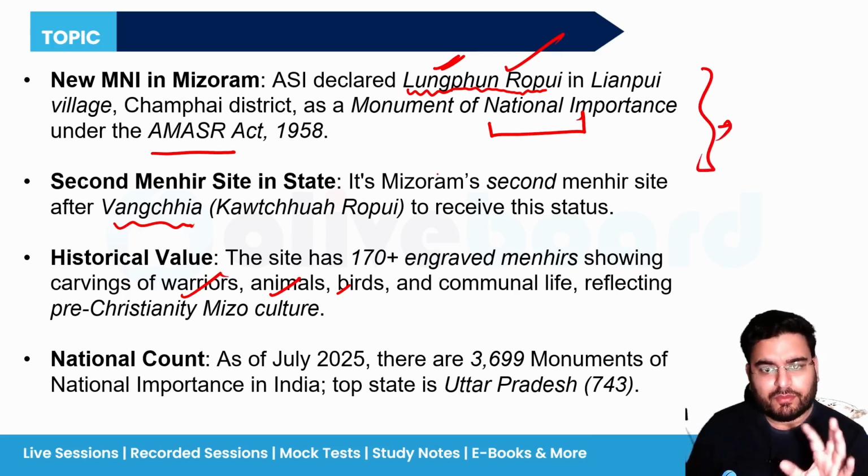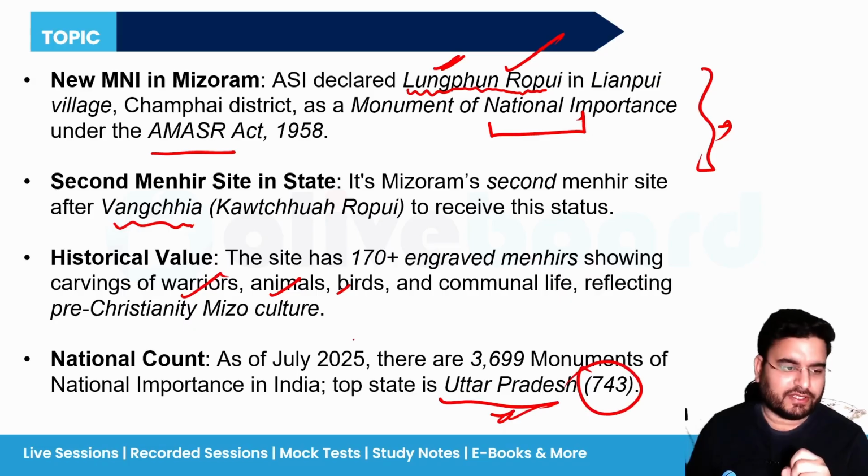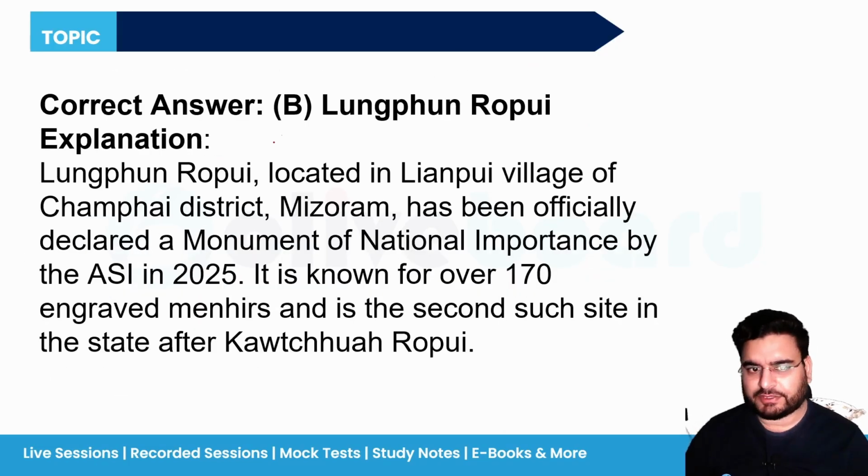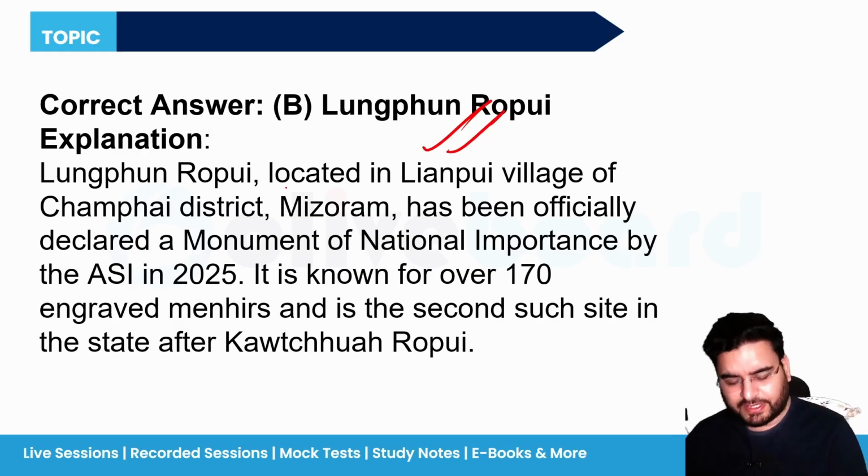Now one thing very important here is that which state has the highest number of monuments of national importance? So Uttar Pradesh has highest, 743. Okay, so remember this thing. Chalo, so Lungphun Ropui is the correct answer.